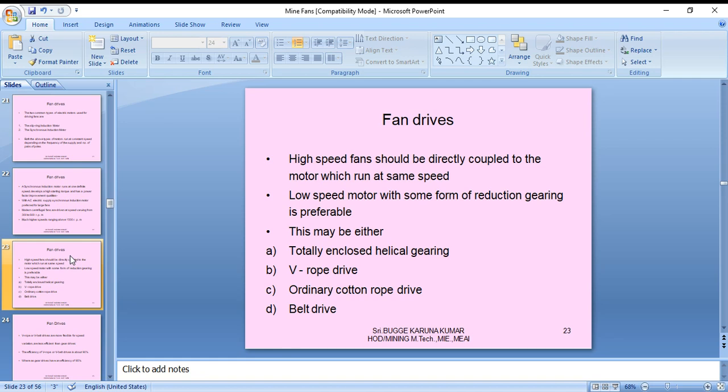You have to connect the drive motor to the shaft: V belt drive, V rope drive, or ordinary cotton rope drive. Or a totally enclosed gearing system, depending upon the conditions available in the mines.